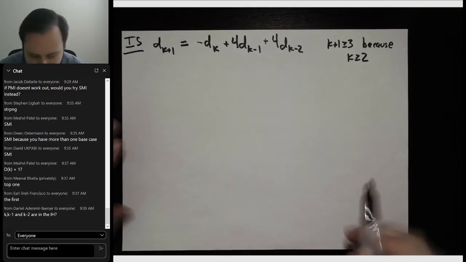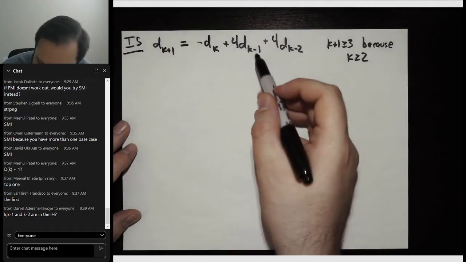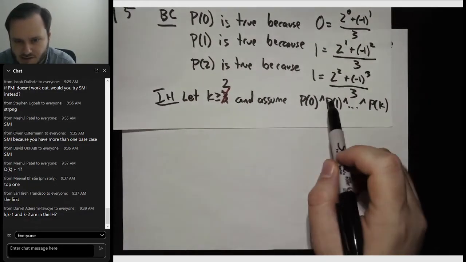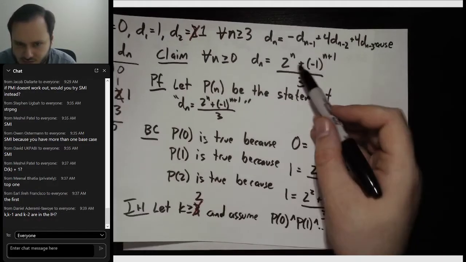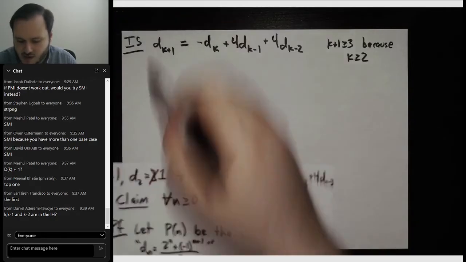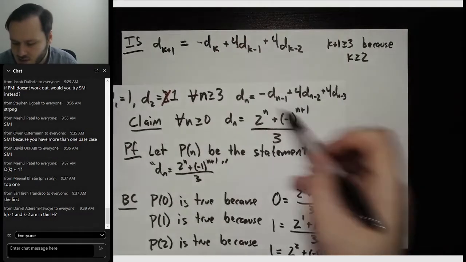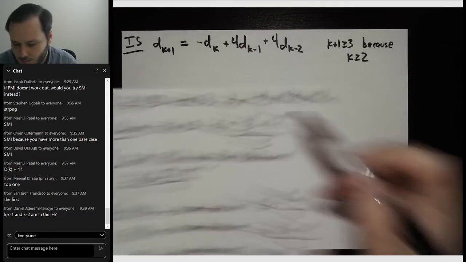Really good. Very, very good. K, k minus 1, and k minus 2 are all covered in my induction hypothesis. So I'm allowed to use this formula for those. Can't use it for k plus 1, because I don't know if that's true yet. But I can use it back here.